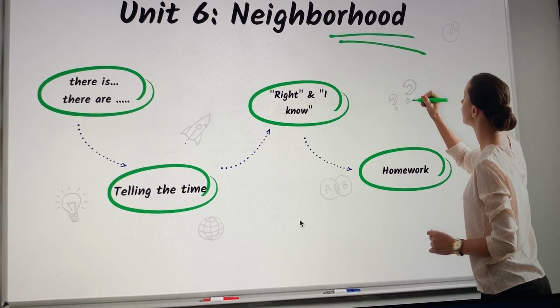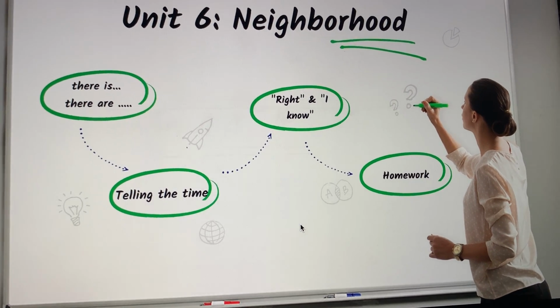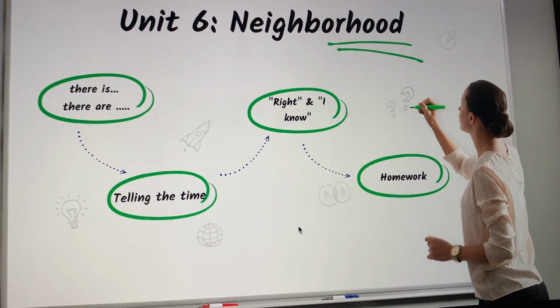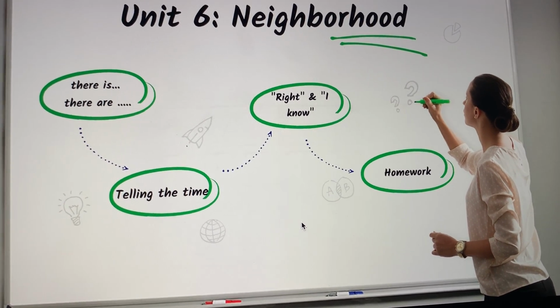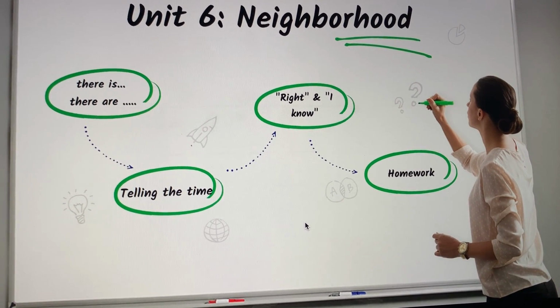So today we'll start Unit 6, which is about the neighborhood. Neighborhood is a place where you live. So we will start with the grammar: there is and there are.